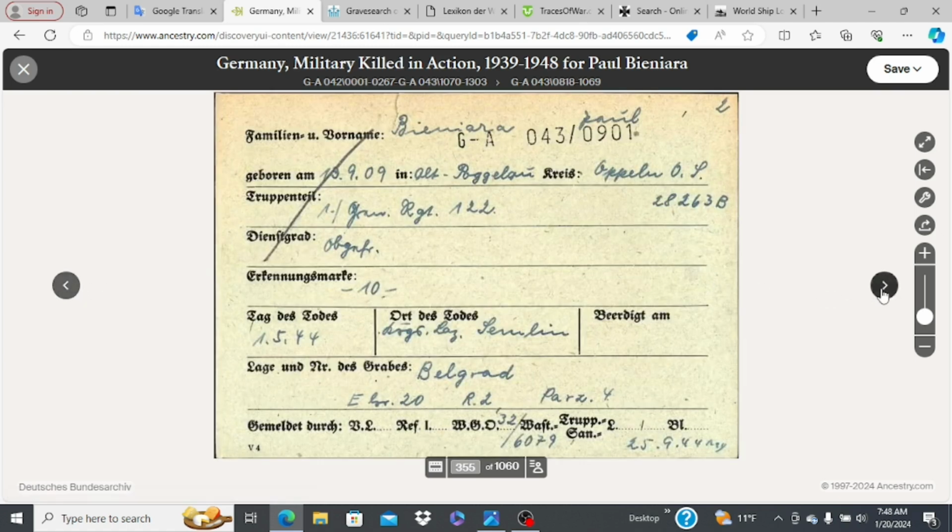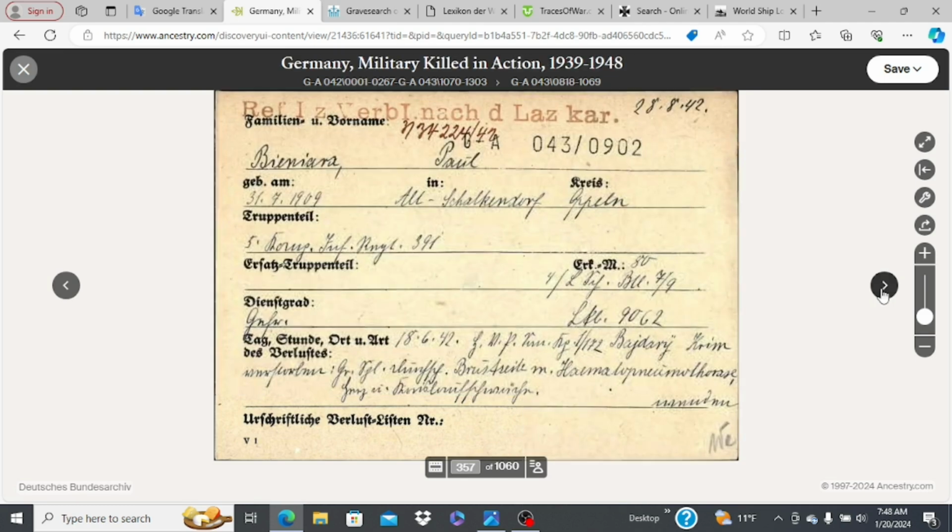Of course, we could also have another card for Paul here if we keep going. This is a different guy. This is a different Paul Bianiara. He was born July 31st, 1909, in a different town, Schalkendorf. But this is important because I want to show you guys what the cause of death would look like. It's usually in this field here.